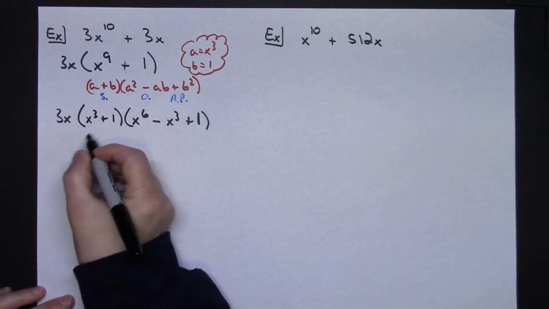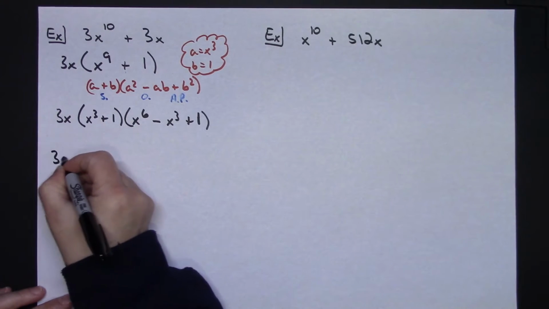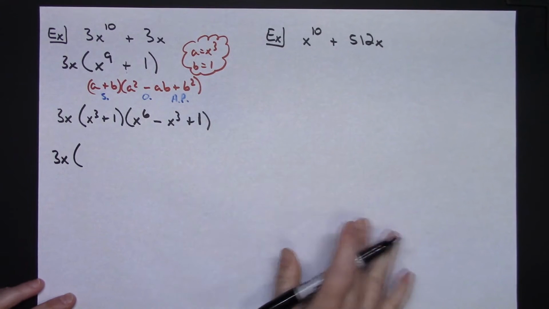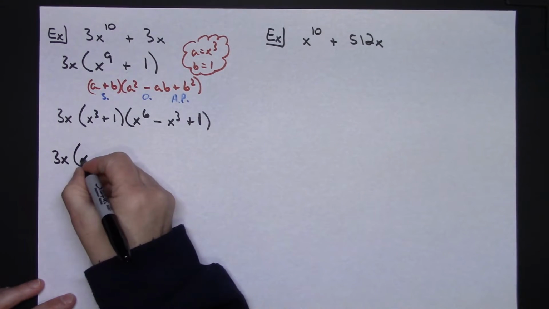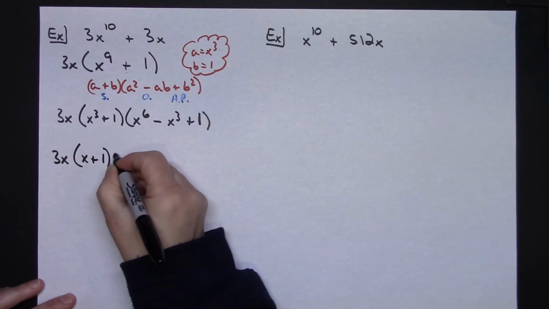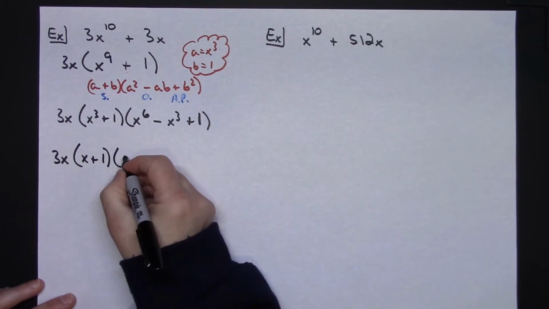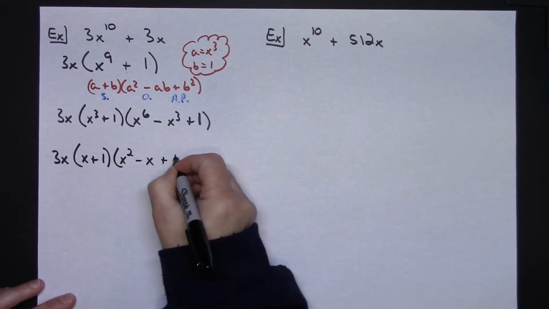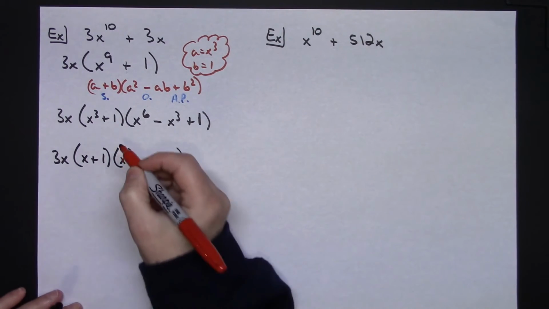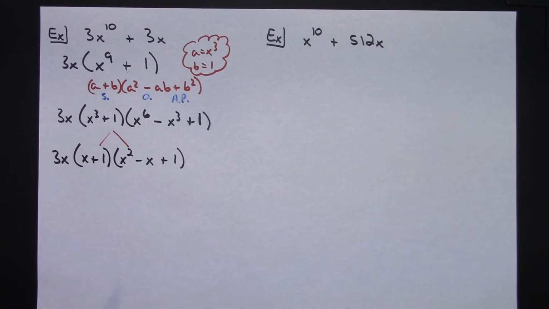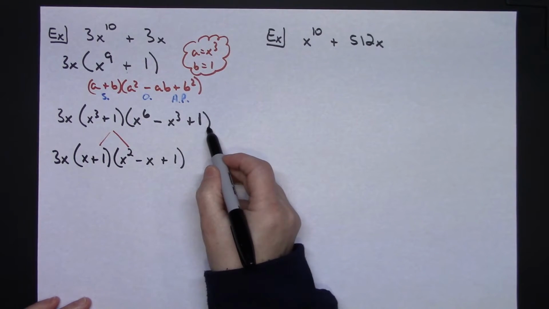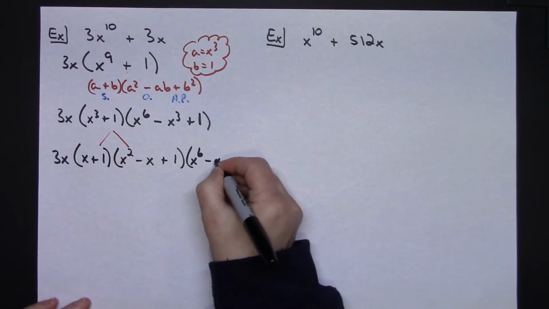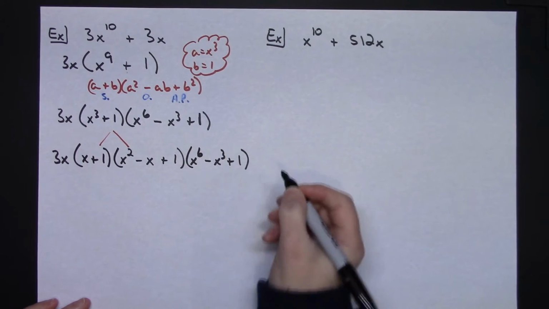So working on this being the sum of 2 cubes, I'm going to bring a 3x down, and then applying that same formula that we just had right there, I would have an x plus 1, and then squaring my a term, I would have an x squared minus x, and then plus 1. So that comes from that sum of 2 cubes right there. This term I'm not going to do anything with, so I would just leave it. x to the 6th minus x to the 3rd plus 1.